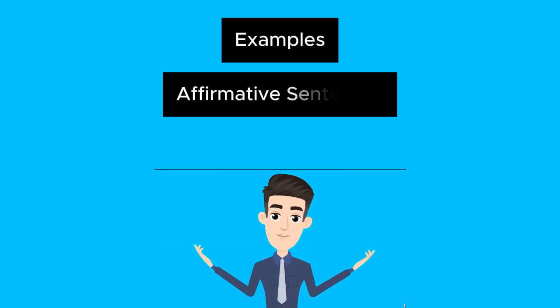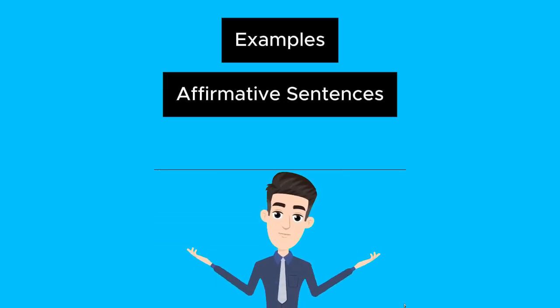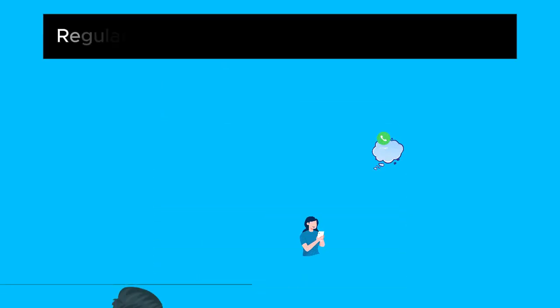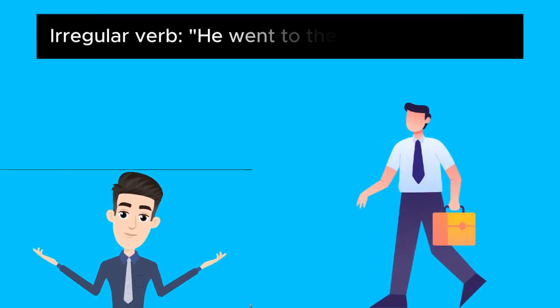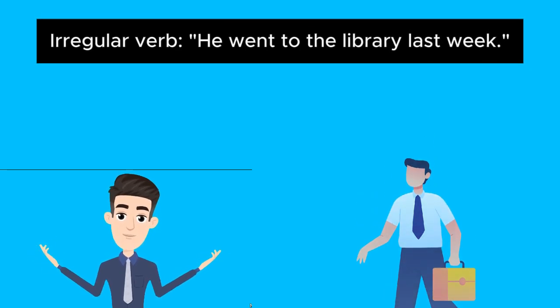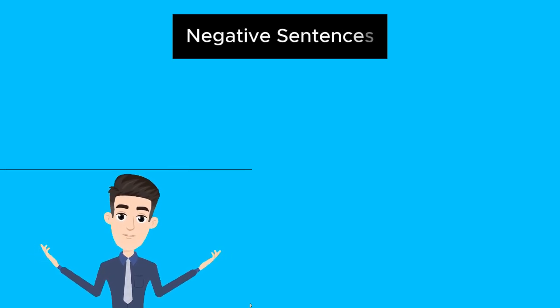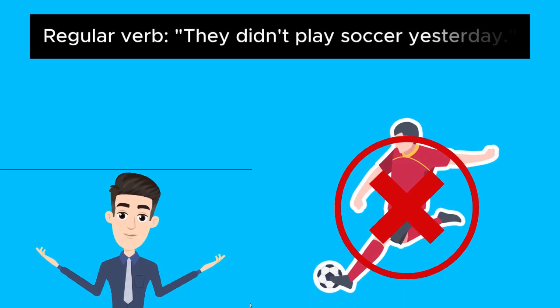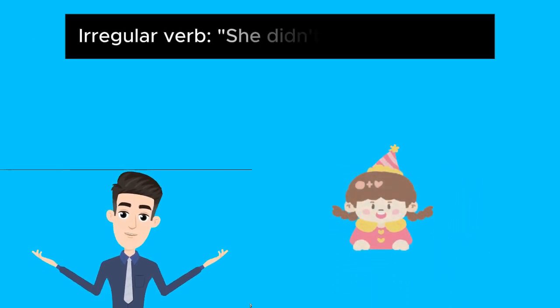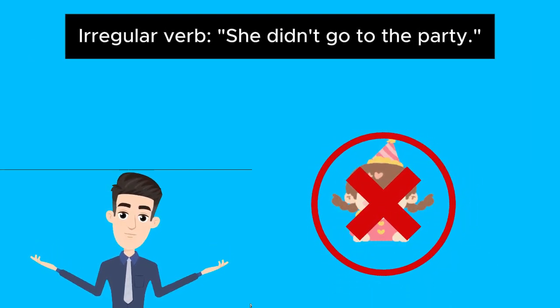Examples. Affirmative sentences. Regular verb: she called her friend yesterday. Irregular verb: he went to the library last week. Negative sentences. Regular verb: they didn't play soccer yesterday. Irregular verb: she didn't go to the party.